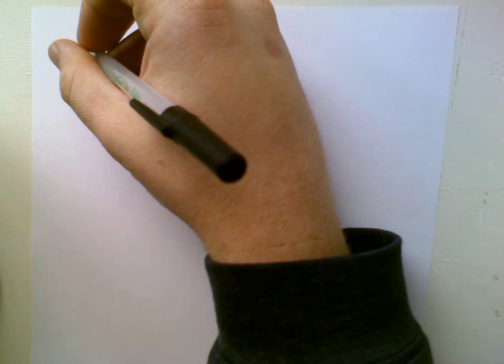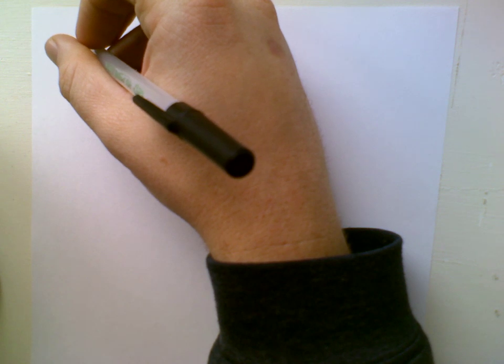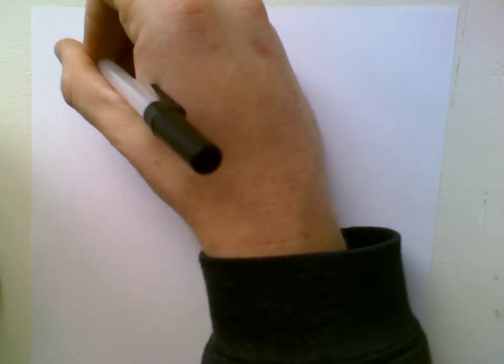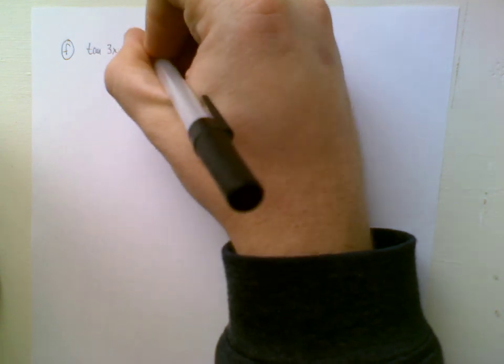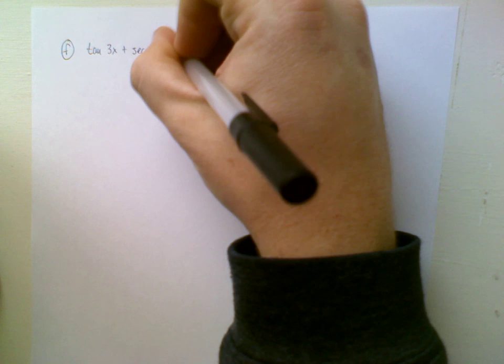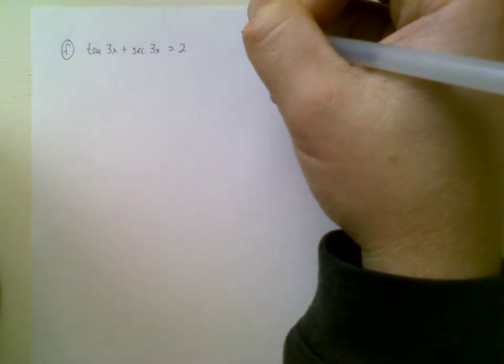Okay, last example. This is going to correspond to example 4 from 6.3 if you want to take a look at the solution in the textbook. Okay, we're going to do tangent 3x plus secant 3x equals 2.